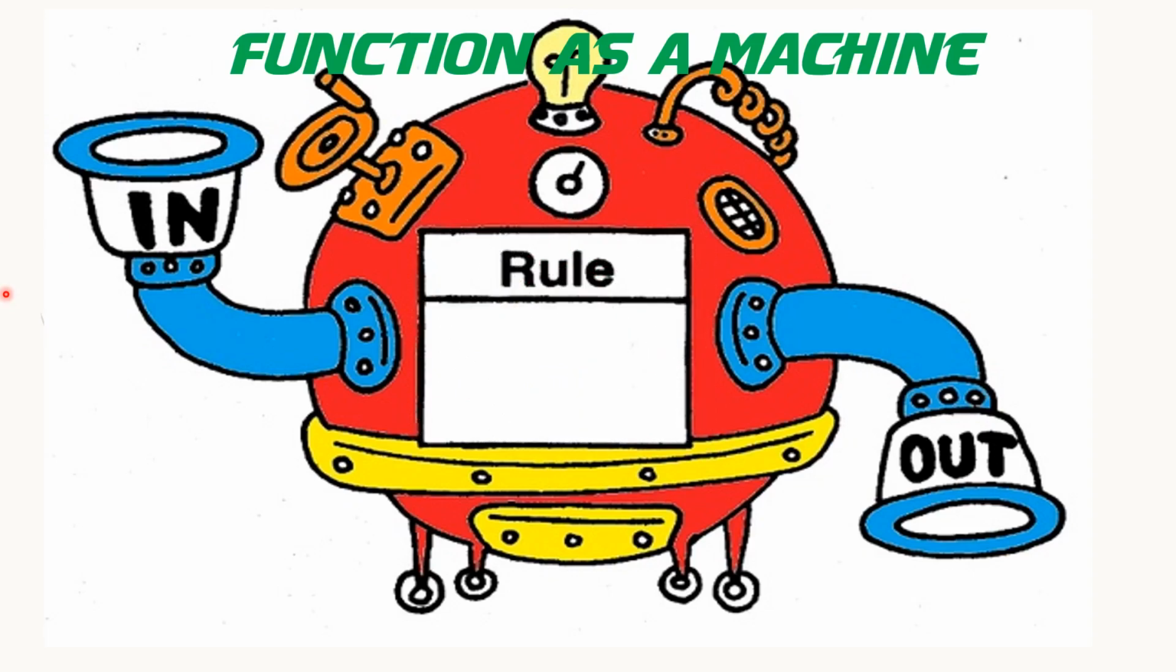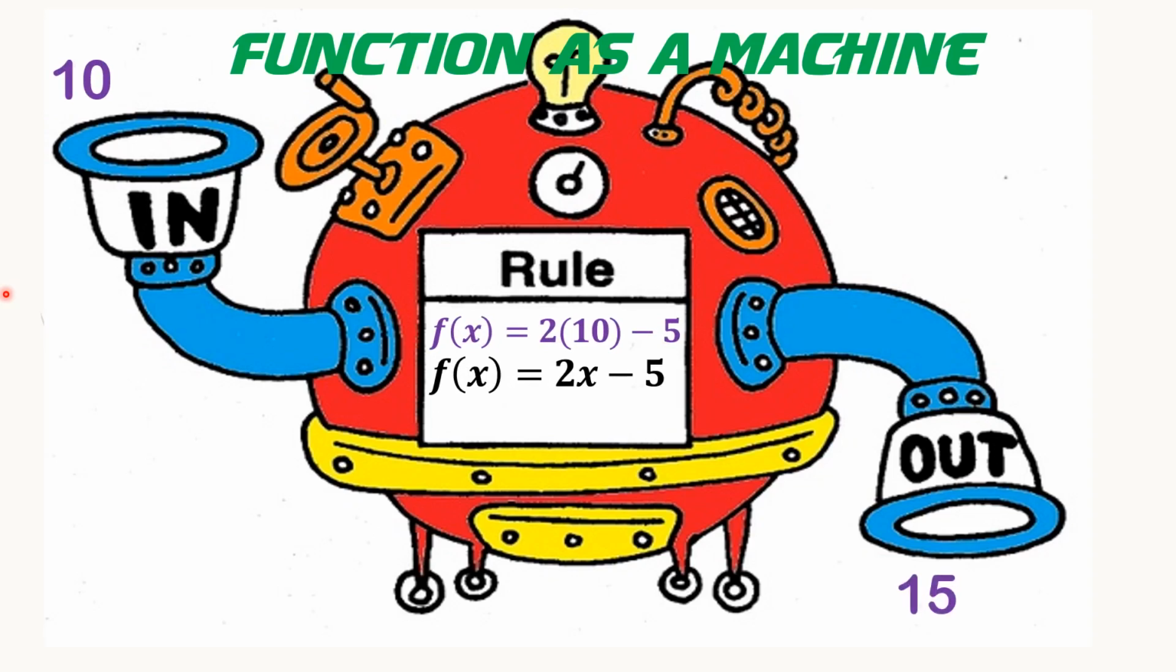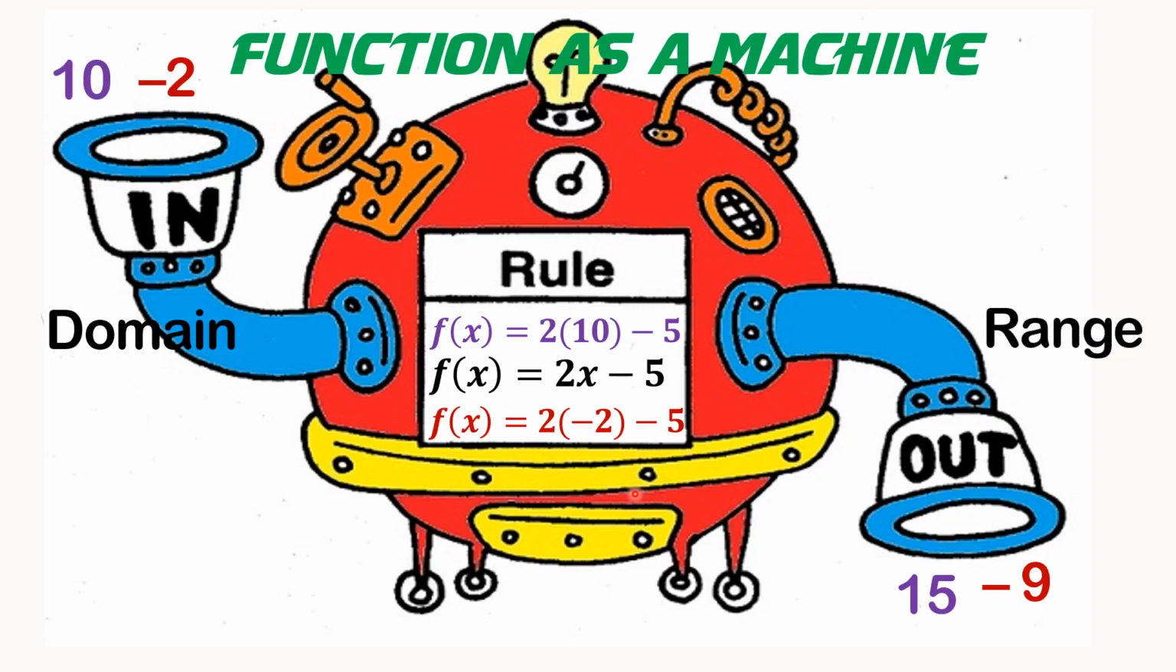Let's have another example. Let's have the rule f of x is equal to 2x minus 5. We want to input 10, so we process it inside: 2 times 10 minus 5, and that will give us 15. Another one, if we want to put negative 2, we process it inside: 2 times negative 2 is negative 4, minus 5, so that will give us an output of negative 9. So 10 and negative 2 are your domain, and 15 and negative 9 are your range. So this is how we illustrate function as a machine.